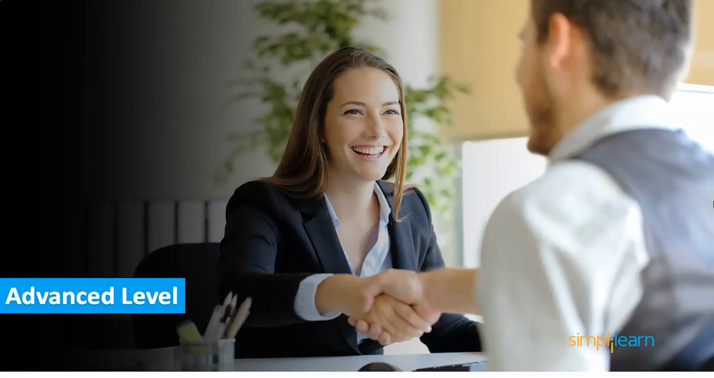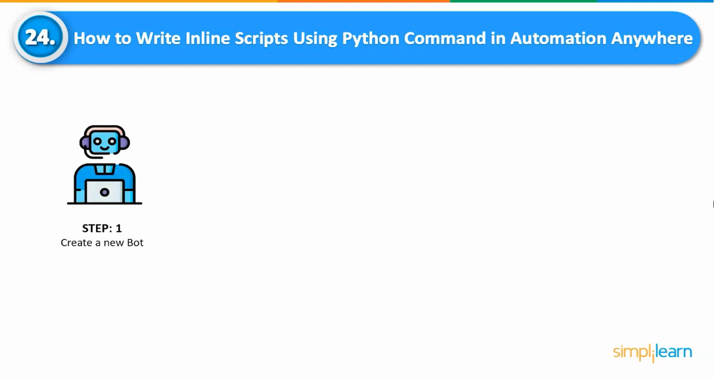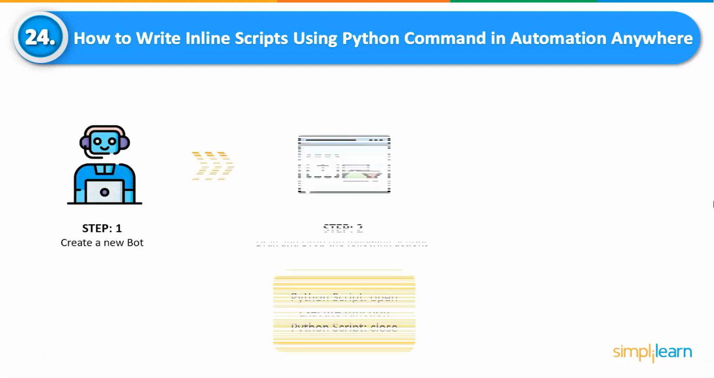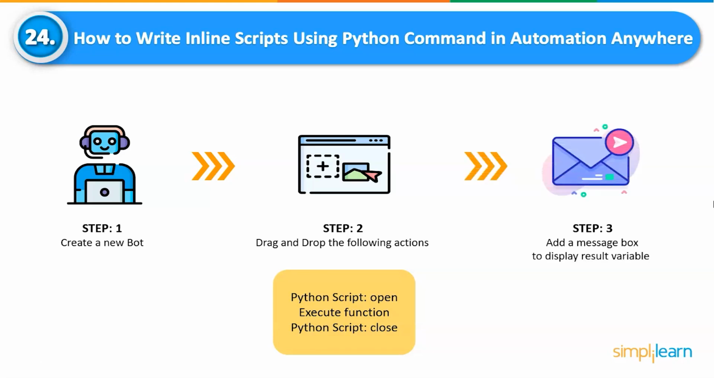Now let us look at some of the advanced level Automation Anywhere interview questions. How to write inline scripts using the Python command in Automation Anywhere? Step 1: create a new bot. Step 2: drag and drop the following actions, that is Python script open, execute function, and Python script close. Finally, add a message box to display the result variable.